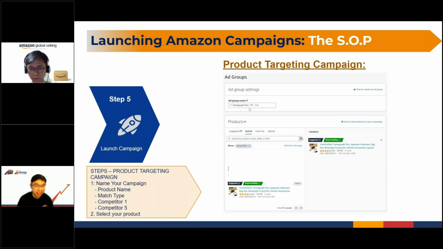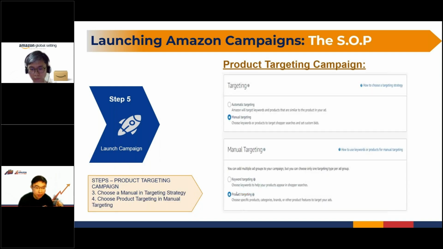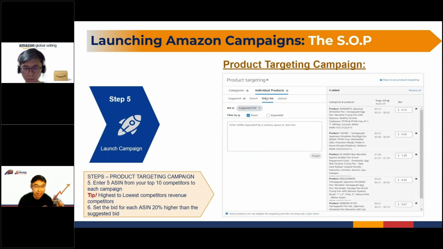Product targeting campaign. Once again, you can see, right, the skeleton is actually very similar. Same thing, except we change our nomenclature, product name, product targeting become PT, and this 1 to 5 just shows me that I'm targeting competitor number 1 to competitor number 5. That's all in my own system. All right. So manual targeting, instead of keyword, you choose product targeting right here. Then under the product targeting, you can enter a list, right? You can even key in the ASINs that you want to target right here, right?